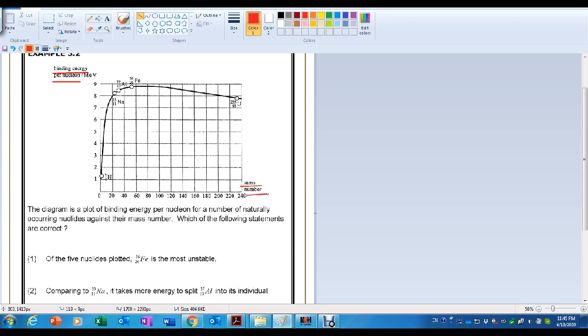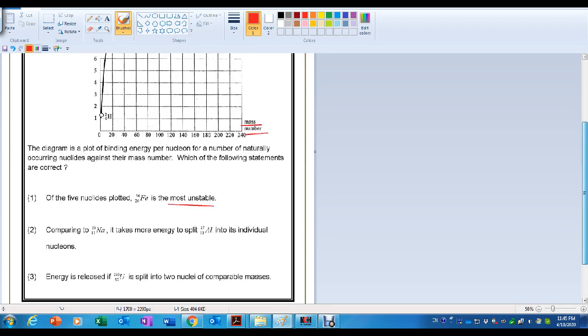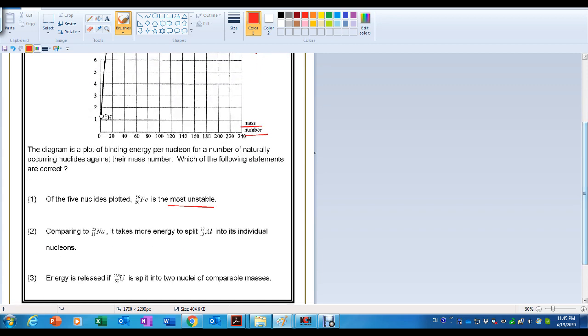Fe is the most unstable? It's highest, yes, but highest actually means the most stable, right? Normally, when we say something is stable, there's a benchmark. The benchmark is 8 megaelectronvolts per nucleon. So above 8, we call it stable, otherwise unstable. So that means Fe is the most stable.